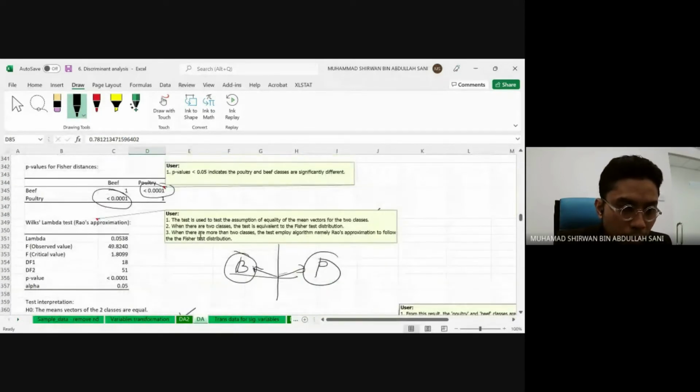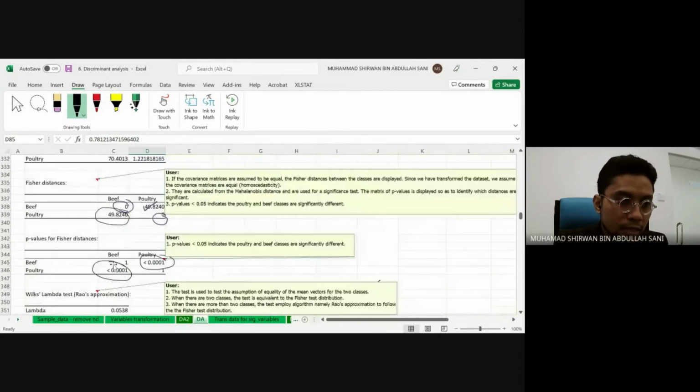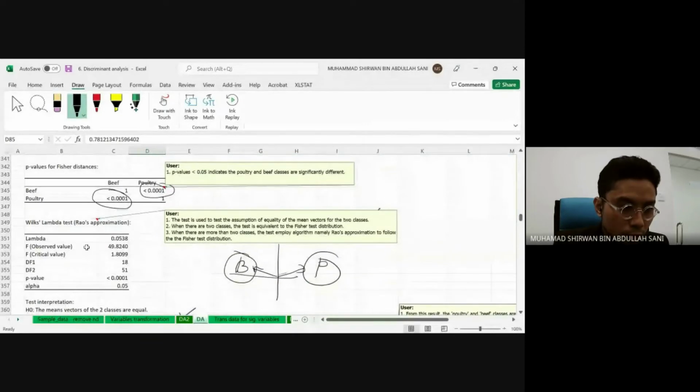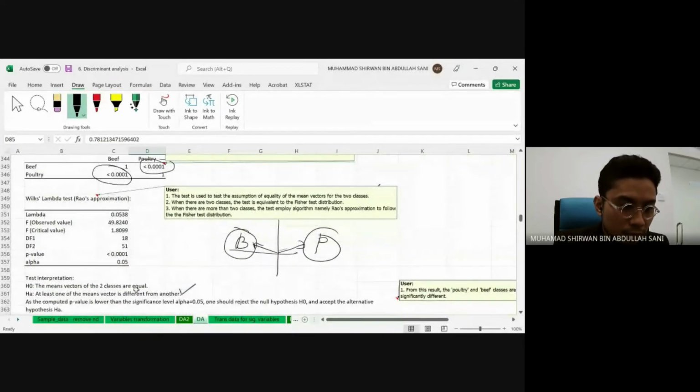And when there are more than two classes, the test employs an algorithm named Rao's approximation to follow the Fisher test distribution. Since this is already two classes, we use the p-value of the Fisher distance. So this is the result.